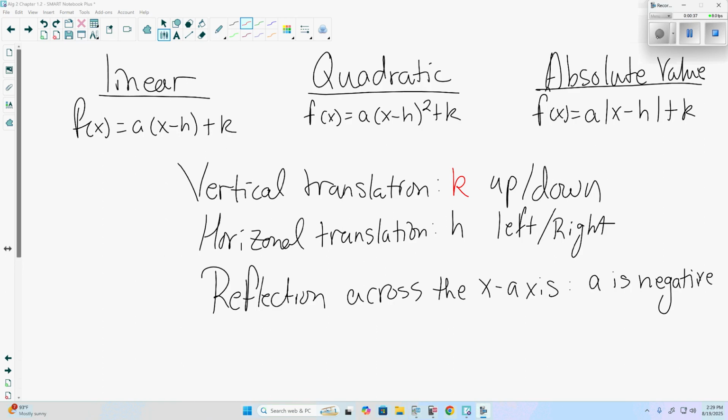Now, horizontal translation, we had to be a little careful because it went in the opposite direction of what we thought. Because the absolute value of x minus 5 is not moving 5 units to the left, it's 5 units to the right. The same thing is true with the absolute value of x plus 5. Seems like it should move to the right. It's actually moving to the left. Left and right is the opposite of what we think.